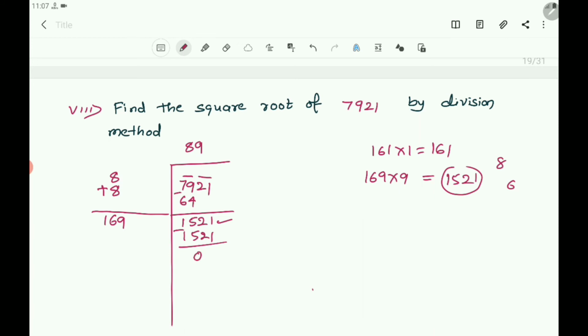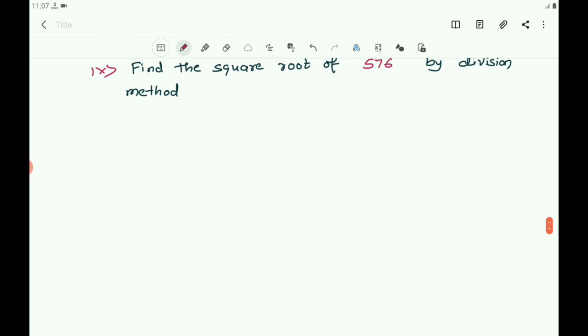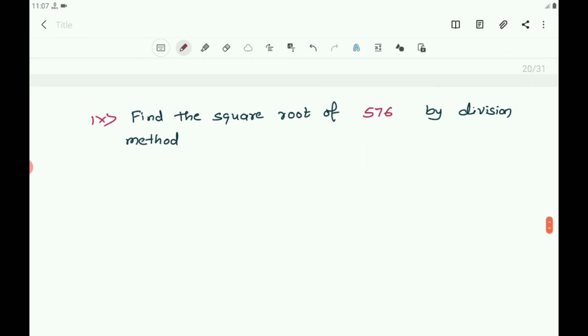Then what is the square root of 7921? That is 89. You write square root of 7921 equals 89. You got the square root of 7921, that is 89, by the division method. Next number, the 9th one: find the square root of 576 by the division method. This number 576 has 3 digits and its square root has 2 digits.